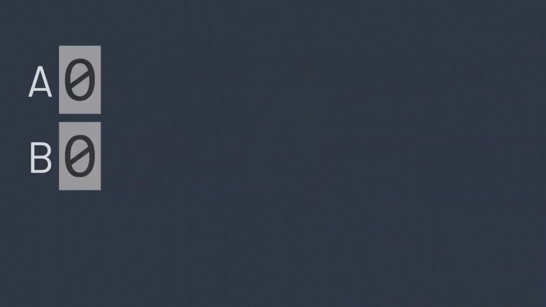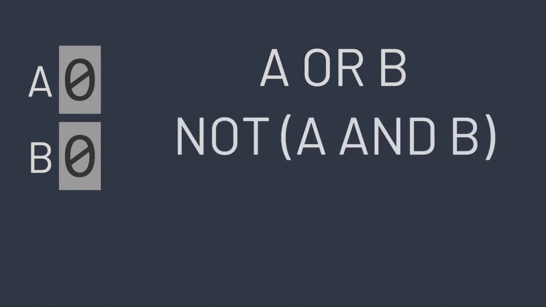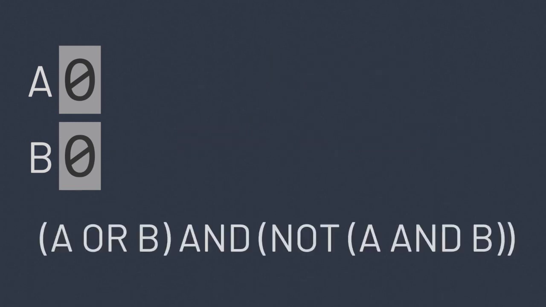Given two inputs A and B, we'd like to calculate whether exactly one of them is a 1. Well, what does it mean logically for exactly one of these two inputs to be a 1? It means that either A or B must be a 1, but they can't both be a 1. So logically, we might represent this as A or B, and not A and B, to mean that one of the two must be a 1, but both can't be a 1.